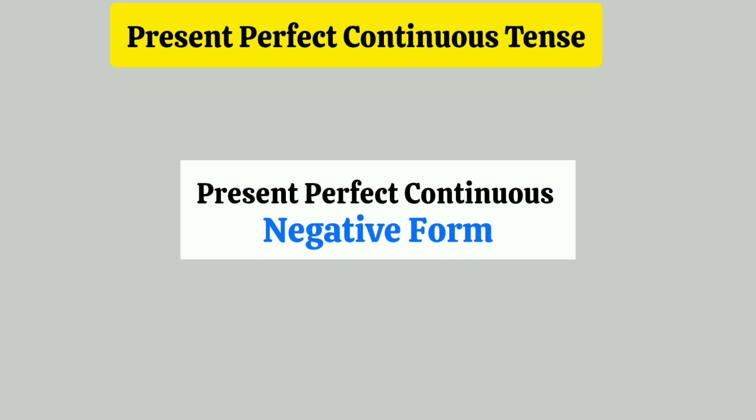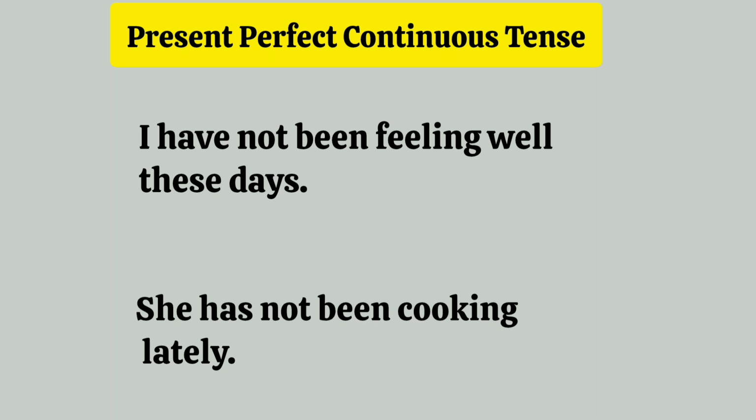Now let us take a look at the negative form of the present perfect continuous tense. Here are some examples. I have not been feeling well these days. At the end of this sentence, we use these days. That shows the action that's been happening recently. In the negative form, we have used not. And remember that the not goes after have. In this case, the subject is I, so we use have. I have not been feeling well these days. You can also use the contraction haven't. I haven't been feeling well these days.